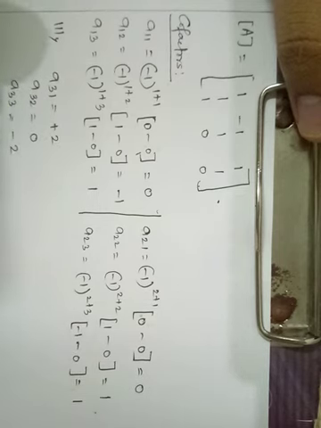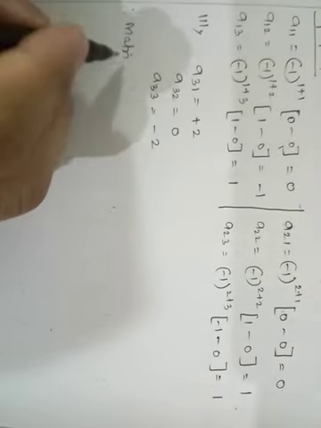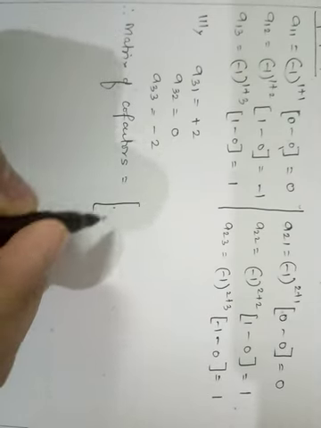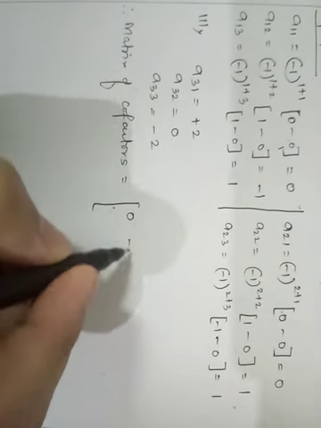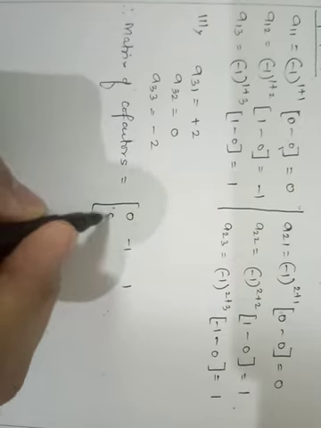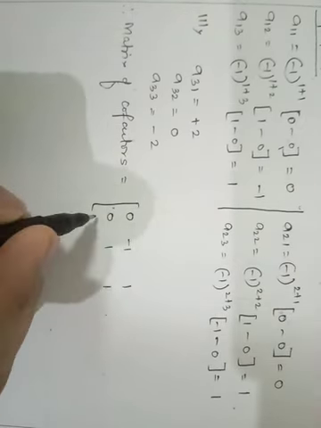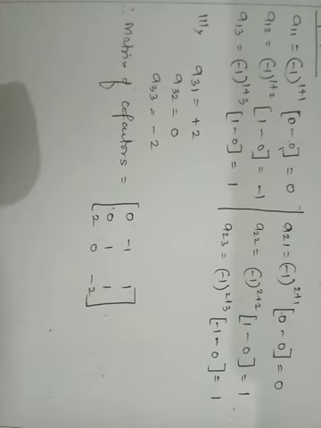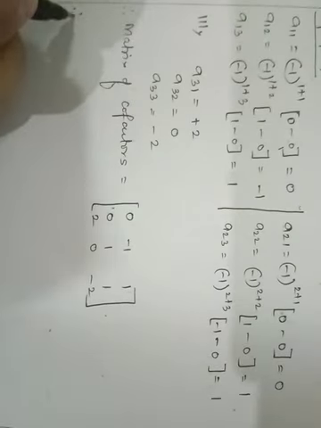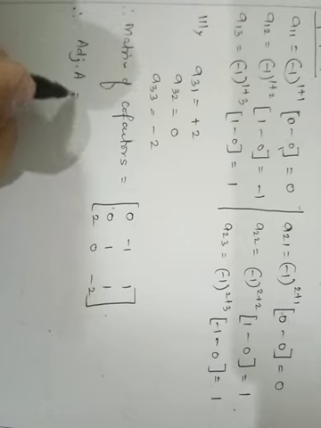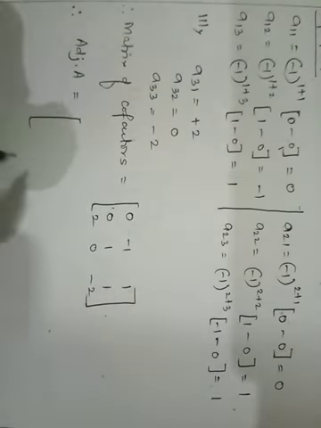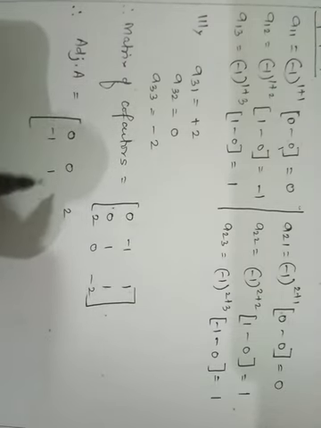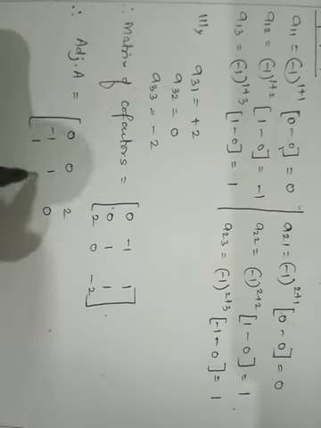So therefore the matrix of cofactors will be given by 0 minus 1 1, 0 1 1, 2 0 minus 2, right? So this is the matrix of cofactors. Now therefore the adjoint of A is the transpose of this matrix. So it becomes 0 0 2, minus 1 1 0, 1 1 minus 2.